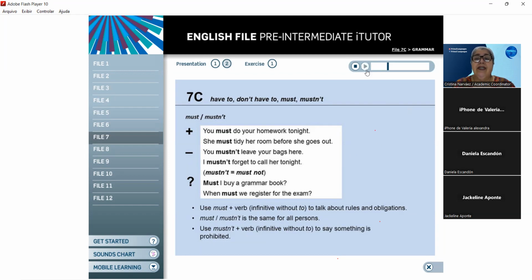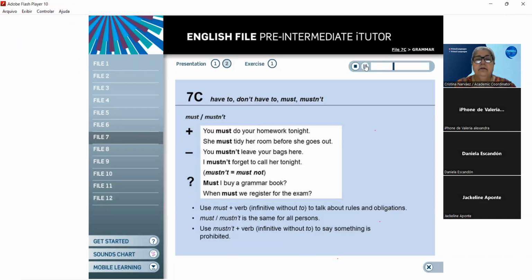Okay. Now let's see negative. Oh, sorry. We use must plus a verb in infinitive without to talk about rules and obligations. O sea, lo mismo que con have to.